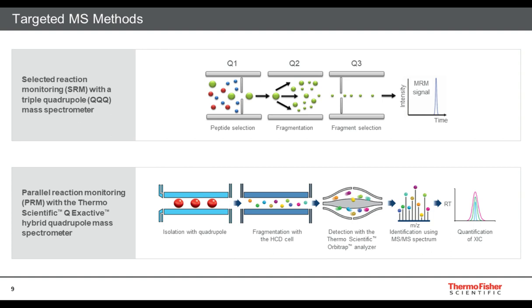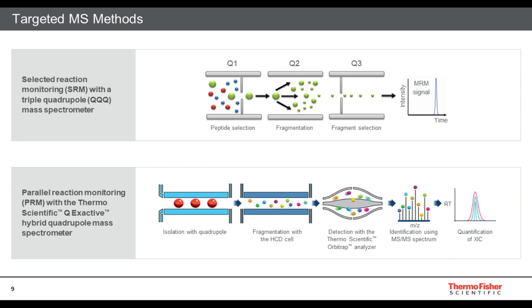So how do these two methods work, and what are the commonalities and differences between them? In the SRM method, Q1 and Q3, the first and last mass analyzers of a triple quadrupole mass spectrometer, are used as mass filters to isolate a peptide ion and a corresponding fragment ion, and those are the ones shown in light green color.